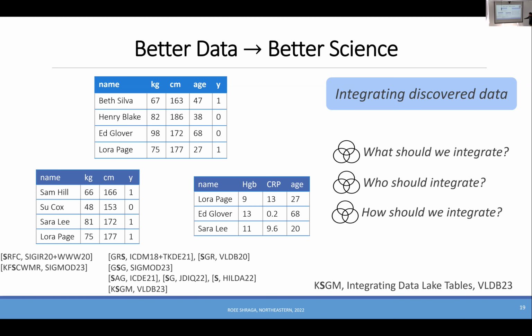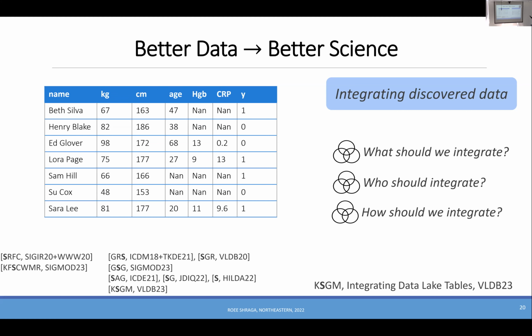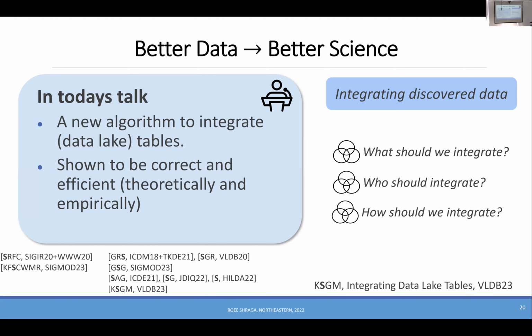Okay, and one final question in terms of integration, which I will elaborate on later in my presentation: given that we have our tables that we want to integrate, and we already know what should be integrated, how do we actually do the integration in practice? What is the efficient, correct algorithm that takes these three tables and brings them into one integrated table that I, as a data scientist, can work with? As I mentioned, I'm going to elaborate on that in my talk today.